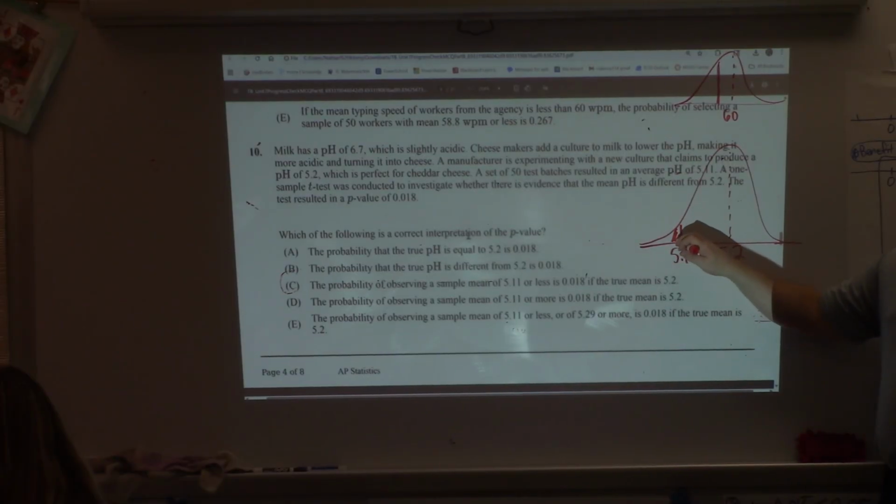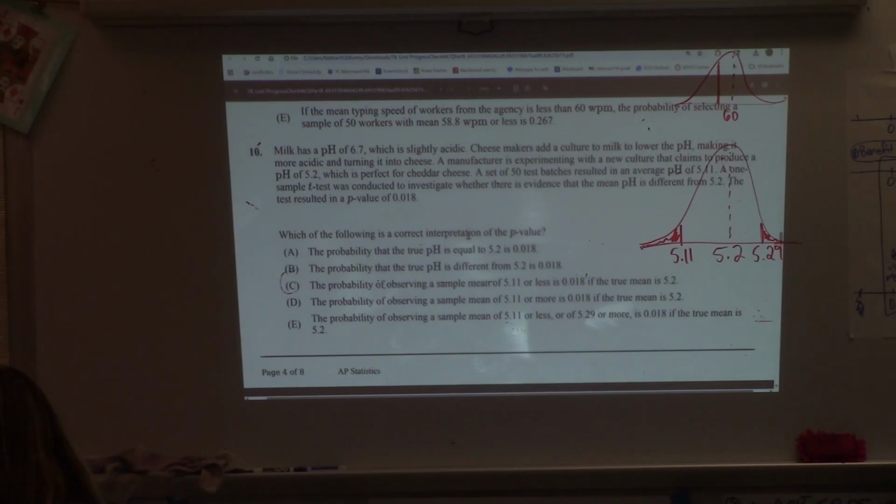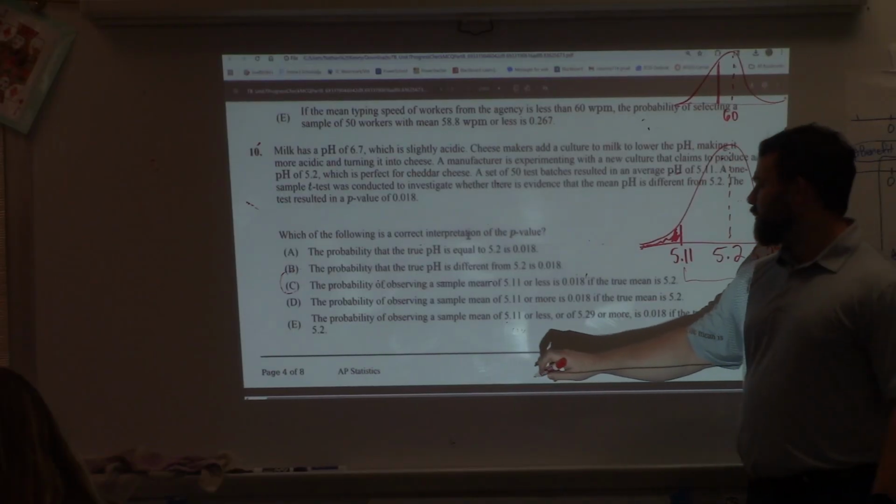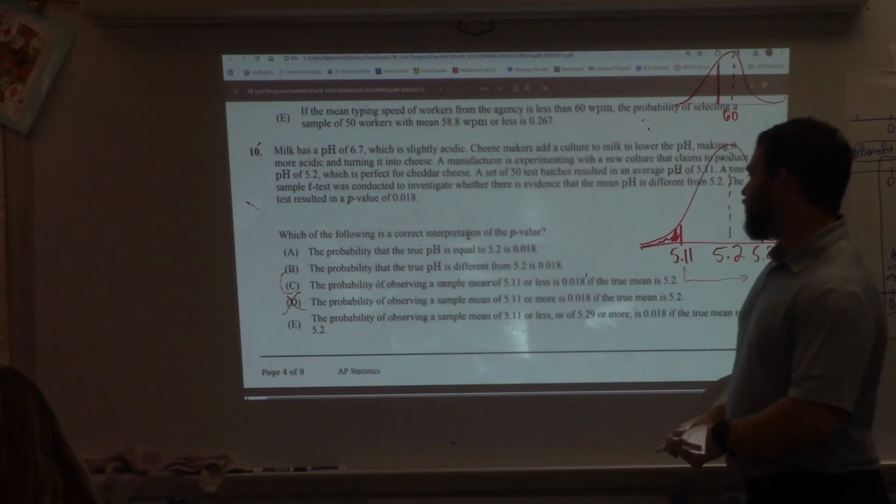So it's not just 5.11 or less, it's also 5.29 or greater or more. We need to recognize, hey, it's a two-tailed test. So when we talk about this p-value and interpreting the p-value, when it's a not equal to, we've got to look at both sides. Notice if it was 5.11 or more, that would definitely not be 0.018. Ooh, so they actually flipped it a little bit here.